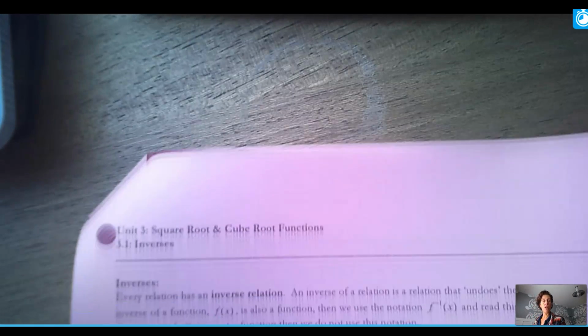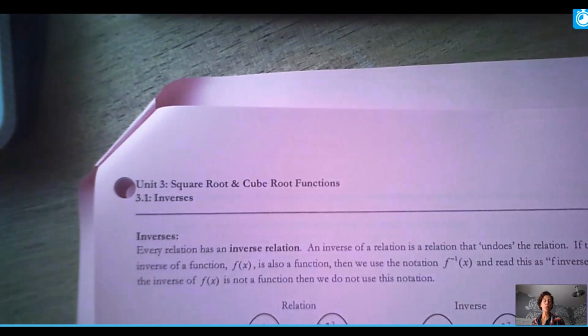We have moved into those really big packets that I gave you before we went to remote learning. You need the pink one, and you need to start on page 40. I know that's weird that it starts on page 40, but this is a continuation from other packets. So what we're going to be talking about in chapter 3 are square root and cube root functions.